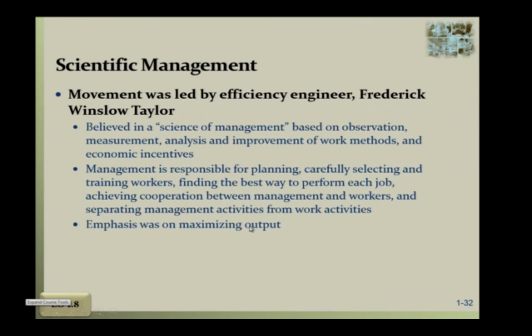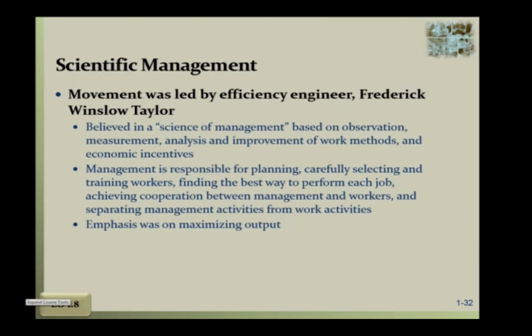Let's see, scientific management, very important. Frederick Winslow Taylor is called the father of scientific management. He applied the scientific method to increase the efficiency of work. And he believed in scientific management based on observation, measurement, analysis, and improvement of work methods and economic incentives. Basically, he believed that management knows best, which at that time may have been the case, because most of the workers, let's say in 1900, had no education. So they basically had to be told how to do the work.